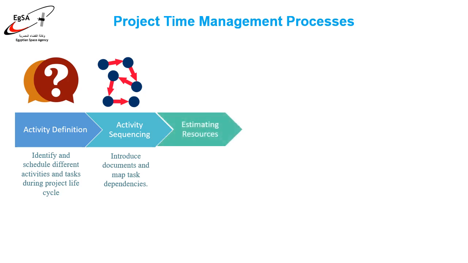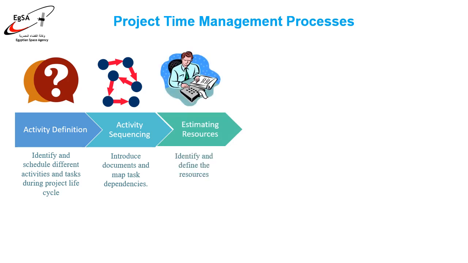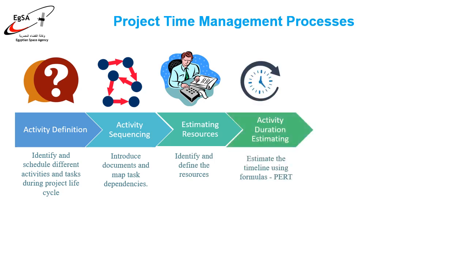3. Estimating resources. Identifying and defining the resources including people, materials, and machines required for completing a deliverable. 4. Activity duration estimating. Estimating the timeline using formulas such as PERT, Program Evaluation Review Technique, to develop an exact schedule for completion of deliverables.